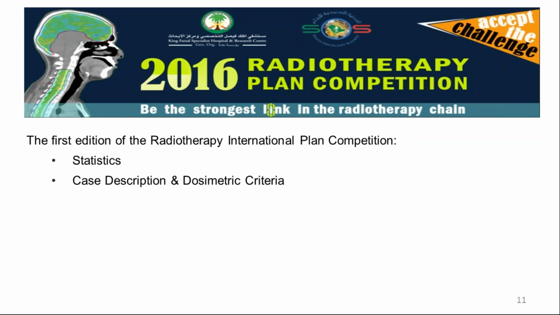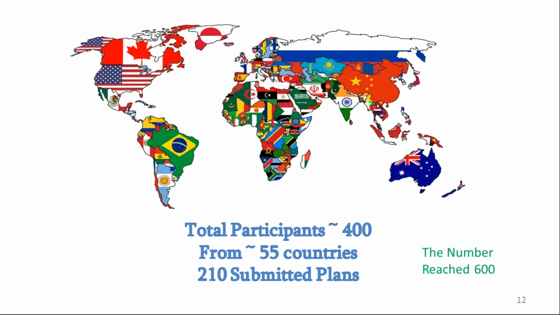In today's presentation, I'll be talking about some statistics as an introduction and a case description. Close to 400 people from 55 countries registered in our competition, and close to 200 formally submitted before the deadline, followed by close to 50 people who submitted their plans just for educational purposes and to evaluate their plans. Up to this moment, the number of planners in our mailing list is close to 620, and the number is really increasing.